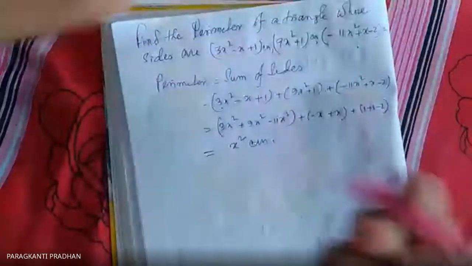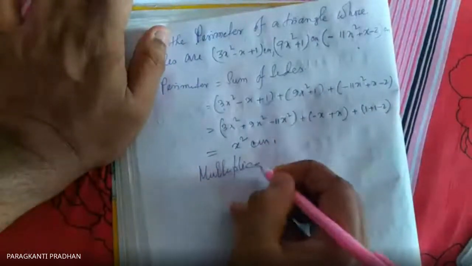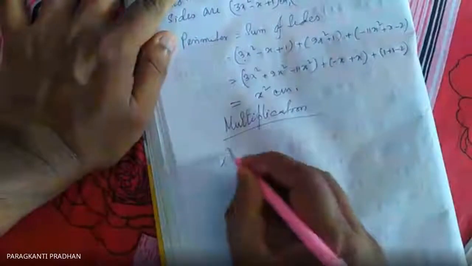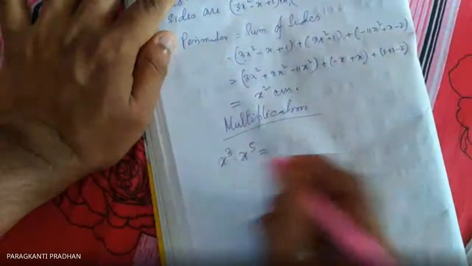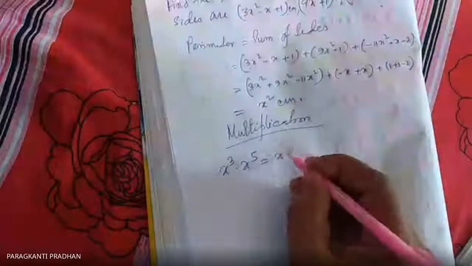Okay, now I'm going to the next part, that is multiplication. What is multiplication? That is product of 2. Suppose x cube into x to the power 5. What happened after multiplying? X to the power 8.